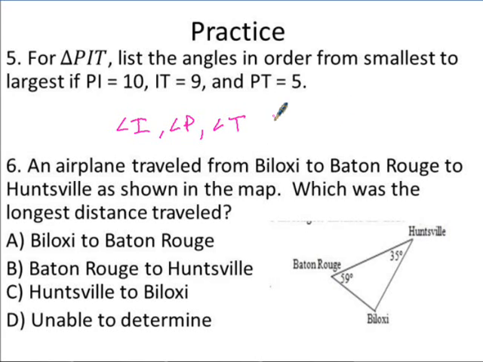An airplane traveled from Biloxi to Baton Rouge to Huntsville as shown on the map. Which was the longest distance traveled? Well, we need the missing angle. That's 35. That's 59. Those add up to 94. So this right here is 86. The longest distance traveled is across from the largest angle, so Baton Rouge to Huntsville. No problem.